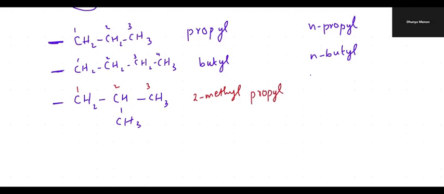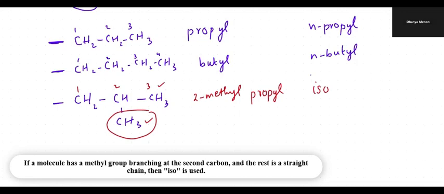Now here I have the methyl group connected to the second carbon atom, and also there is another methyl group from the main chain. So this is another rule for giving iso. The carbon is connected to a methyl group as a branching and one methyl group from the main chain. Then also we call it iso. So there are 2 methyl groups, one from the branching and the other from the main chain. We still call it iso.